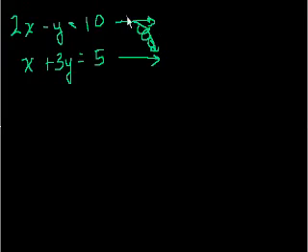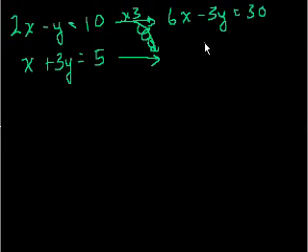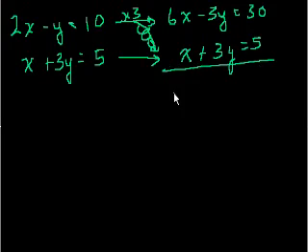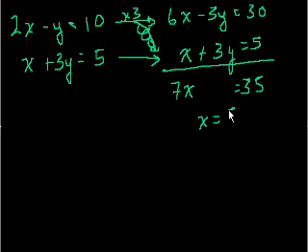If you multiply this top equation by 3, you get 6x minus 3y is equal to 30, multiplied both sides by 3. And the bottom equation, we're keeping the same: x plus 3y is equal to 5. And then you just add the two. So 7x, the y's are 0, is equal to 35. I picked these numbers at random, but it seems that they actually work out. So we get x is equal to 5.